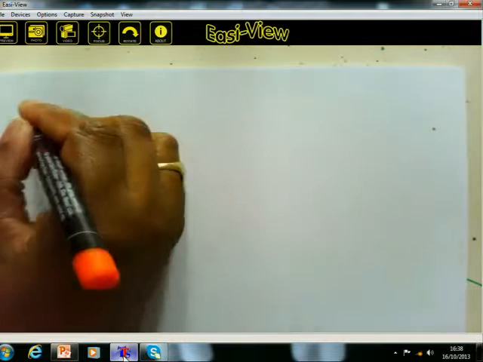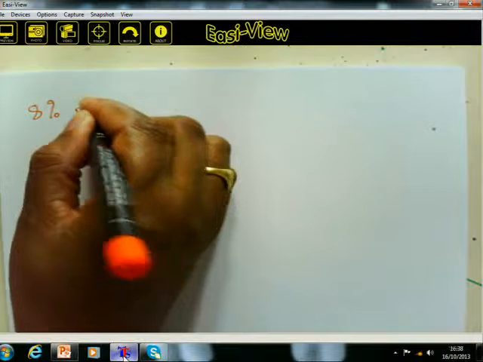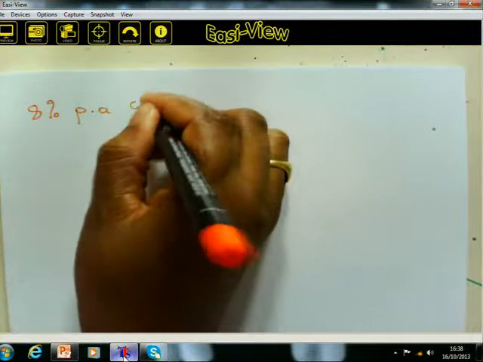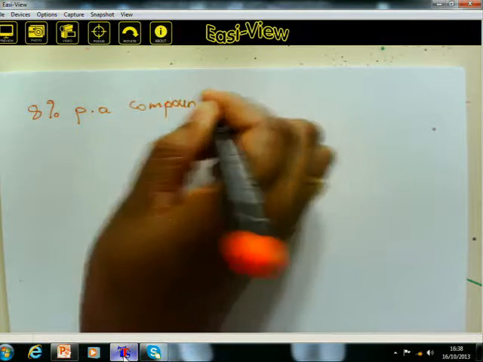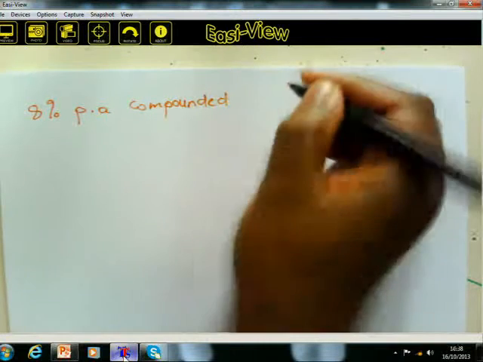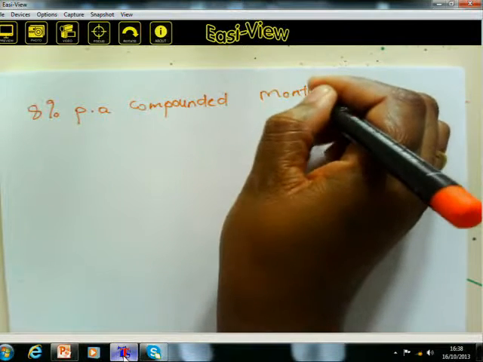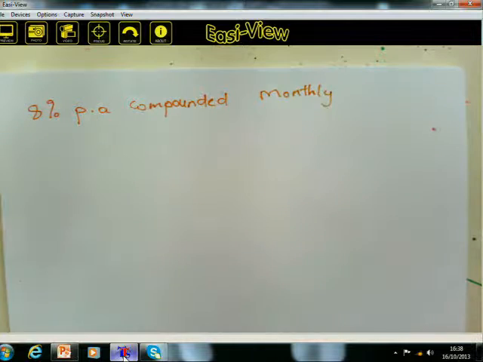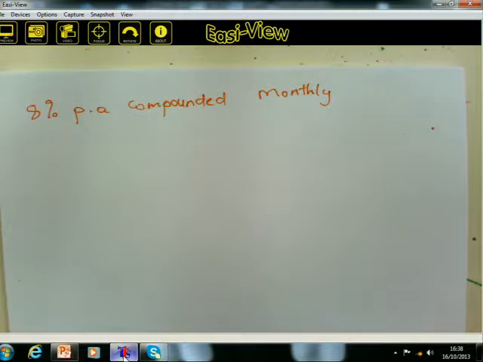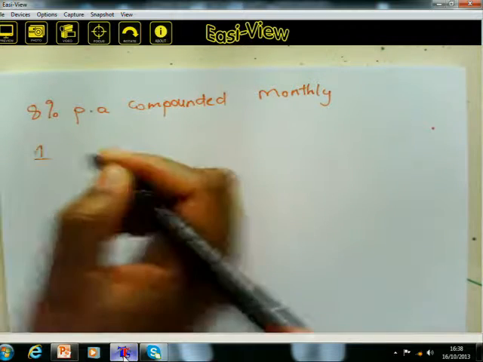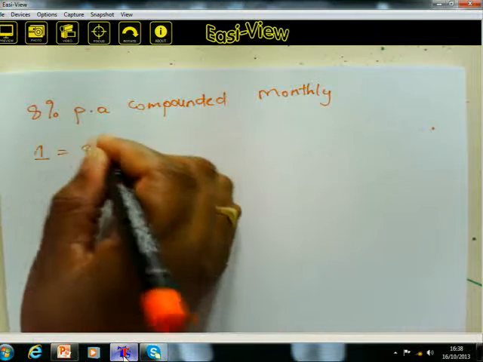Remember, you will be told that it will be 8% per annum compounded, let's say, monthly. What does it mean? It means that in 1 year, you're going to get 8%.